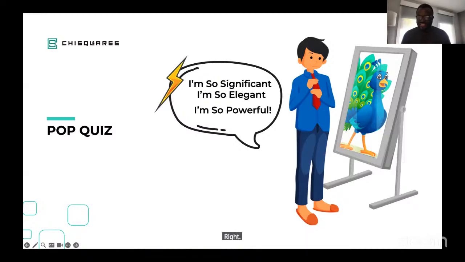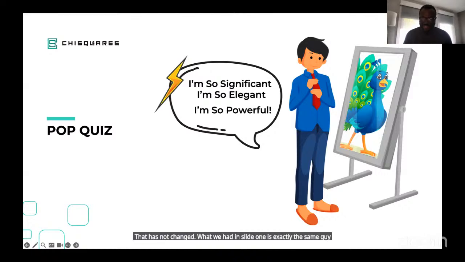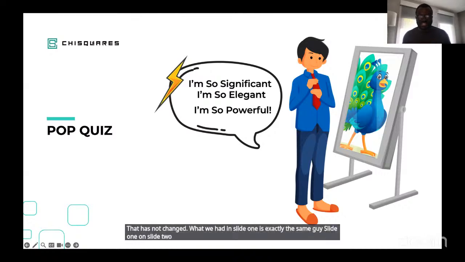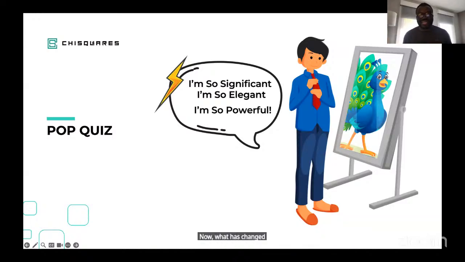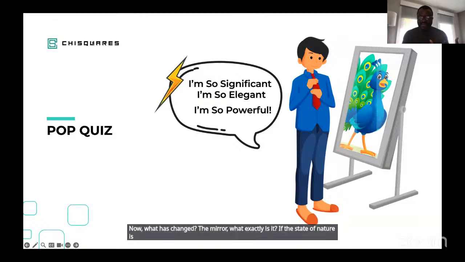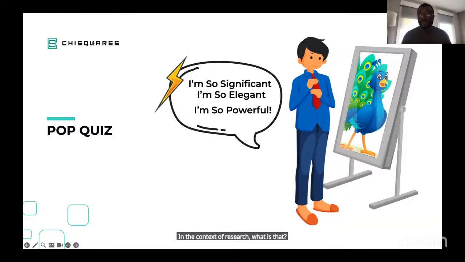That has not changed. What we had in slide 1 is exactly the same guy in slide 2. The state of nature has not changed. Now, what has changed? What exactly is the mirror? If the state of nature is what is outside the mirror, what do we call what is inside the mirror, in the context of research? The mirror represents what? Influence.